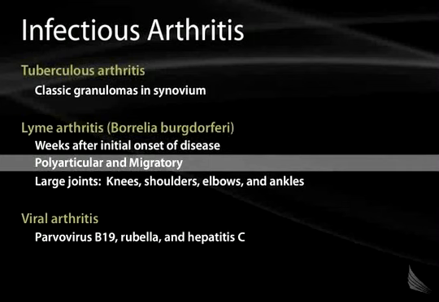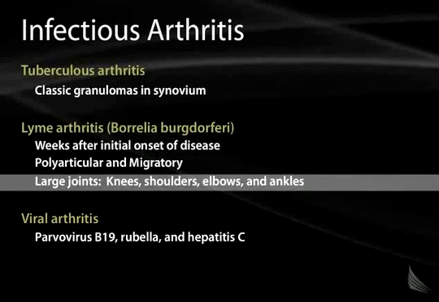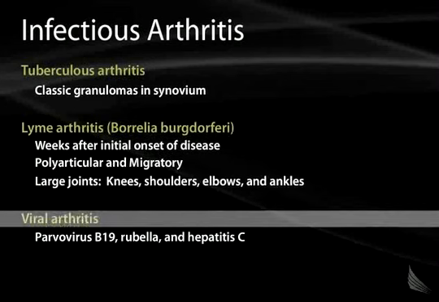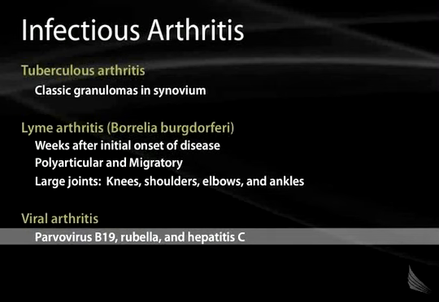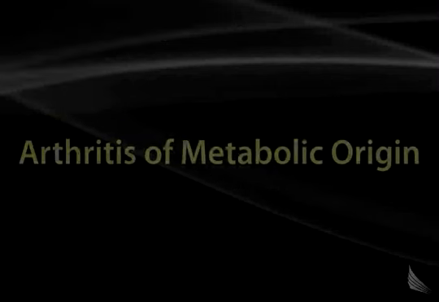So if you have an arthritis that appears to be going from one joint to another in the patient, think about the possibility of an infectious disorder, particularly Lyme disease. This disorder has a predilection for the larger joints, so look at it moving about from the knees, shoulders, elbows, and ankles. Finally, don't forget, while bacteria tend to play a major role in the development of arthritides, there are also viral arthritides created by things such as parvovirus, rubella, and hepatitis C.